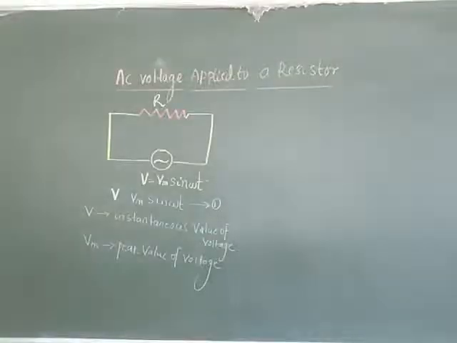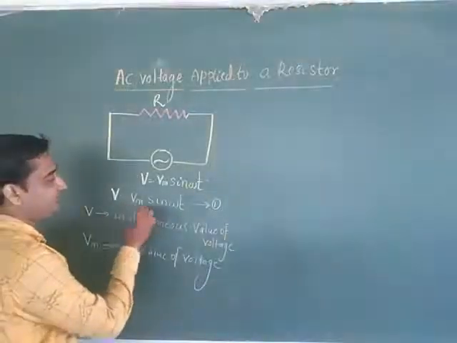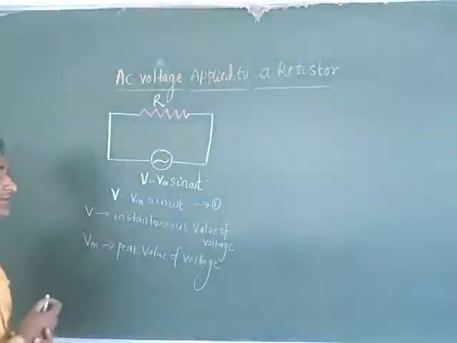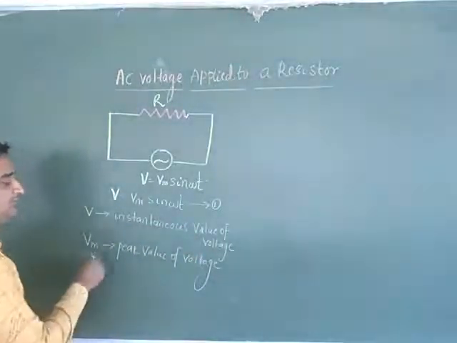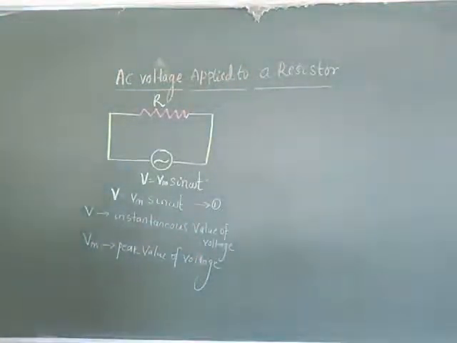Okay, now let us explain here about when the AC voltage is applied to a resistor. That is the analysis of AC circuits we are explaining here. When AC voltage is applied to a resistor, let us consider a resistor connected to an AC source as shown in the figure, and the applied AC voltage is given by V is equal to Vm sin omega t, where V is the instantaneous value of the voltage and Vm is the peak value of the voltage. And let I be the instantaneous current.